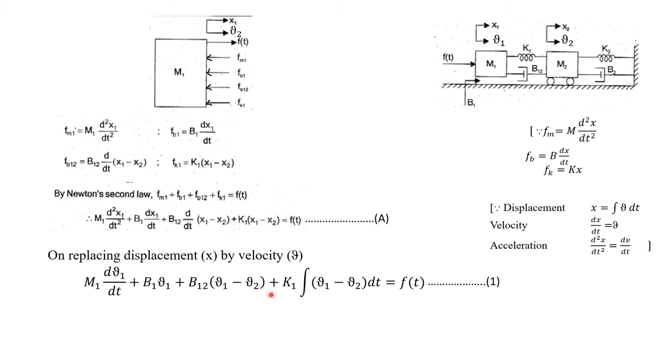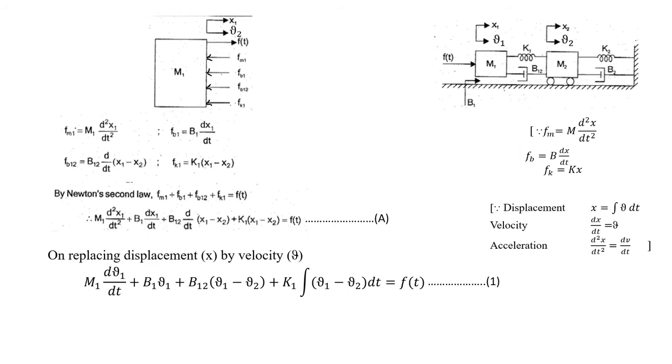Now plus k1 into, what about the value of x in terms of v? x will be equal to integral v dt. So for writing the value of x1 minus x2, we have to write integral of v1 minus v2 dt. This will be equal to f of t. On the right side we do not have any x, so directly we can write it as f of t. So this is equation number 1, which is obtained for the mass m1.